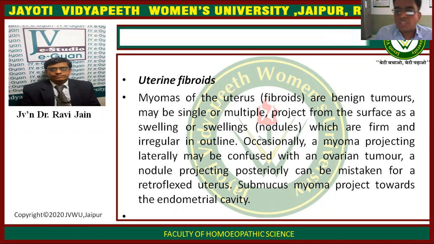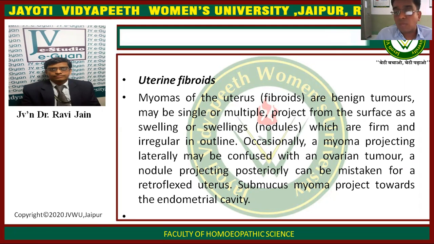So uterine fibroids are basically myomas of the uterus, and these are benign tumors. These are not malignant but benign tumors, and these may be single or multiple. These project from the surface as swelling or swelling nodules, which are firm and irregular in outline. Occasionally a myoma projecting laterally may be confused with an ovarian tumor. A nodule projecting posteriorly can be mistaken for a retroflexed uterus. The submucous myoma projects towards the endometrial cavity.